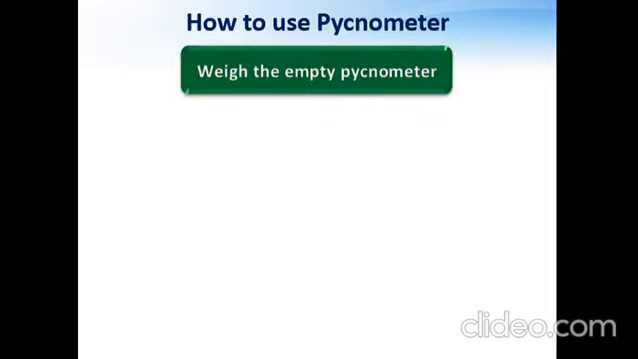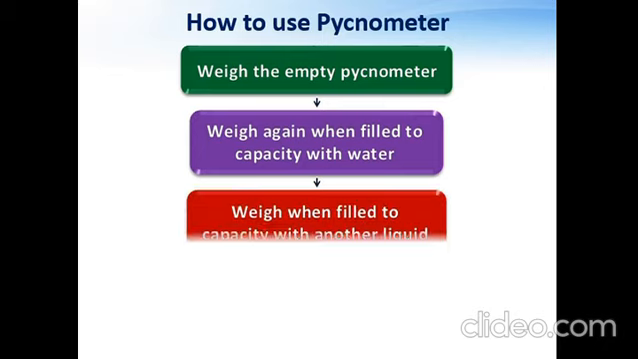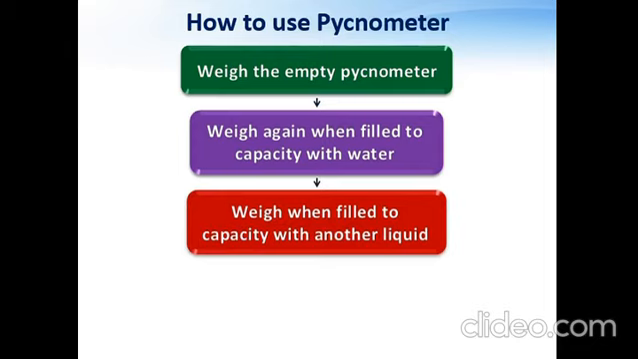And first, you need to weigh the empty pycnometer. Only the pycnometer, nothing inside, empty pycnometer. Then you weigh again when filled to capacity with water. Then you weigh the whole thing when filled to capacity with another liquid, not the water. The second step is water, and the third step is another liquid.